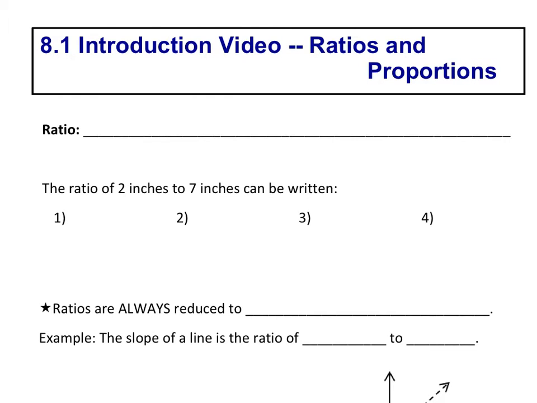All right, we're ready to move on to Chapter 8. So we've got some vocab for you, of course. So first we have a ratio. Now you guys have heard of ratio before, but let's go over it again. A ratio is the quotient of two numbers.